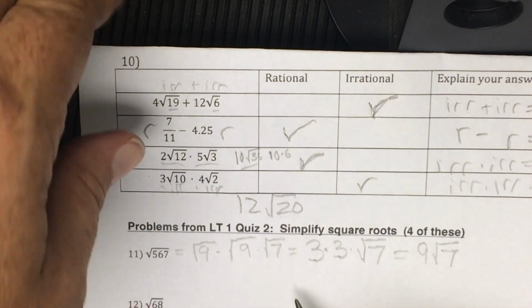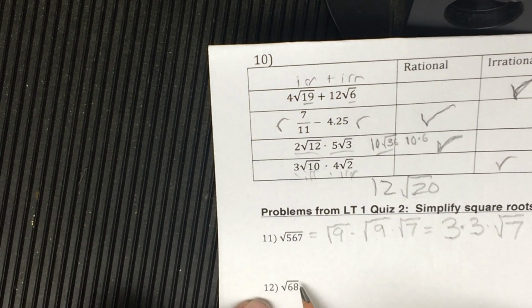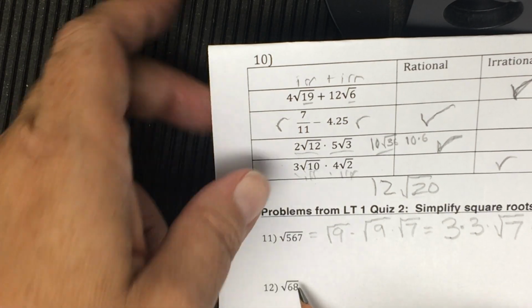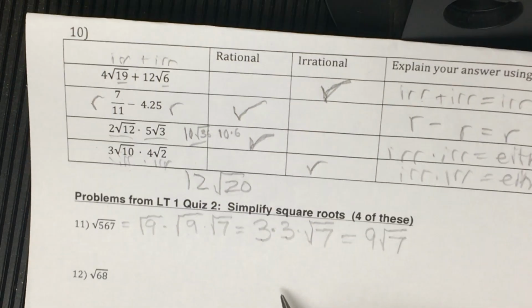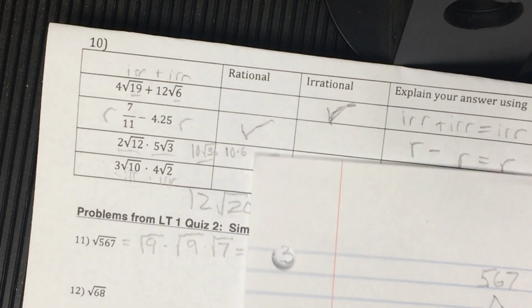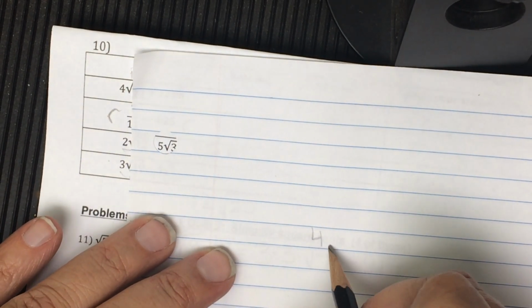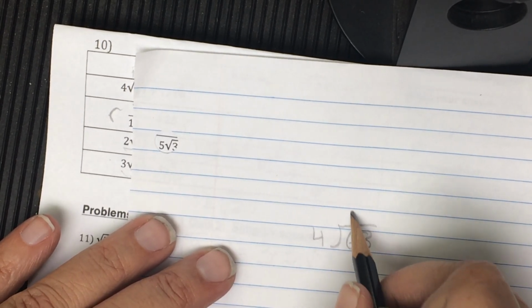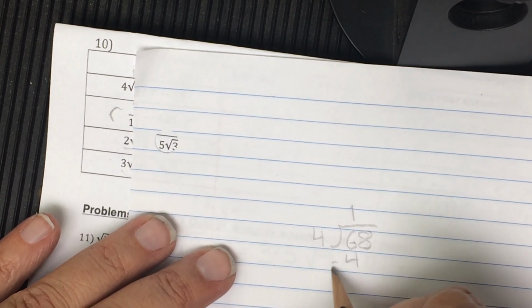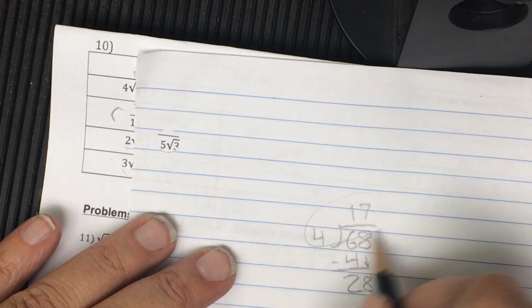How about root 68? What is 68 divisible by? You might ask yourself, it's an even number, is it divisible by 4? And if you did the math on that, you would find out 68 is divisible by 4. And when you divide 68 by 4, I believe you get 17. Let's see. So 4 goes into 6 one time. 1 times 4 is 4. Bring down your 8. Yeah, 4 times 17.